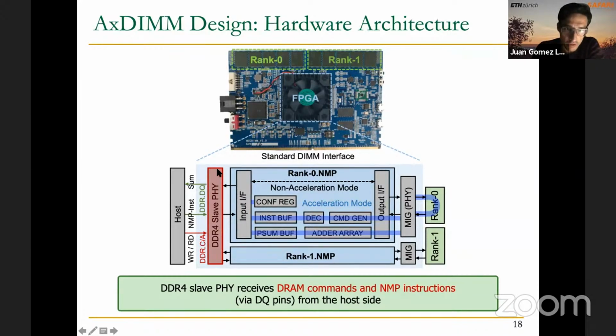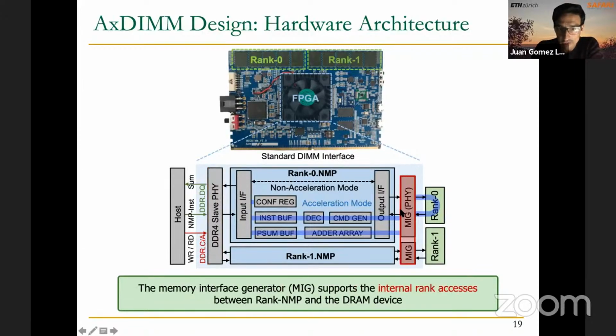So the first thing that we can find here is the DDR4 slave interface to receive DRAM commands and NMP instructions via the DQ pins from the host side. So the host is using the DDR4 interface to communicate with the accelerator. But the way of doing this is by using conventional DRAM commands, as you will see. Not only the data that will be copied to the ranks, but also the NMP instructions and the commands to start the computation on this accelerator here, on this pipeline. We are going to see how.